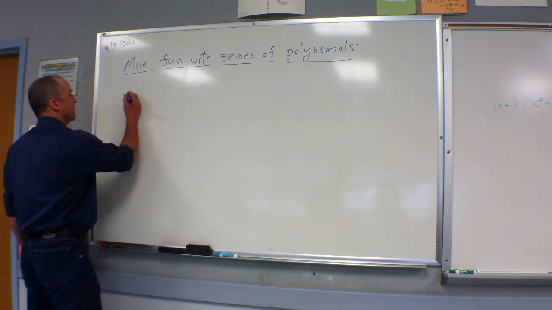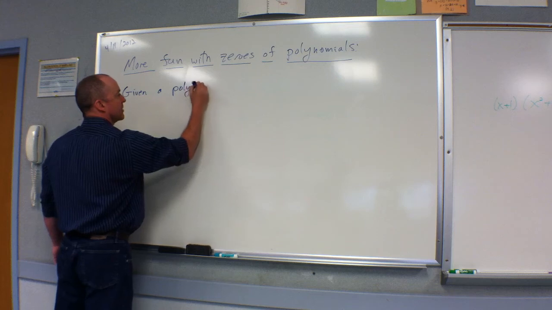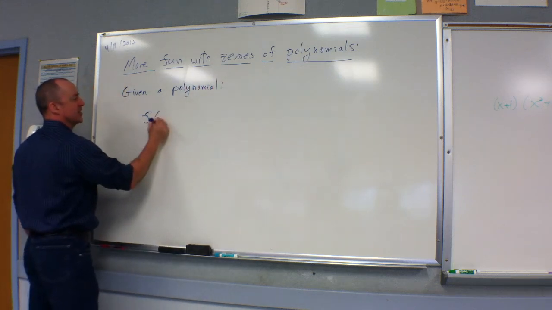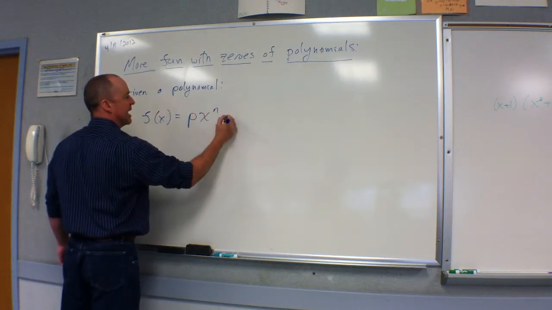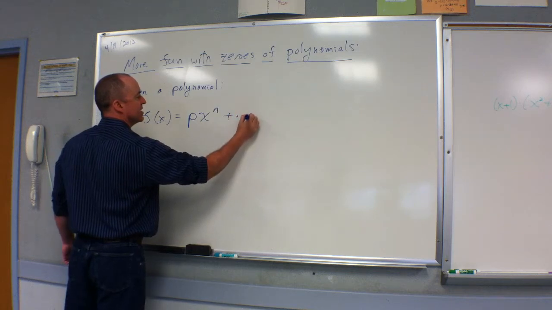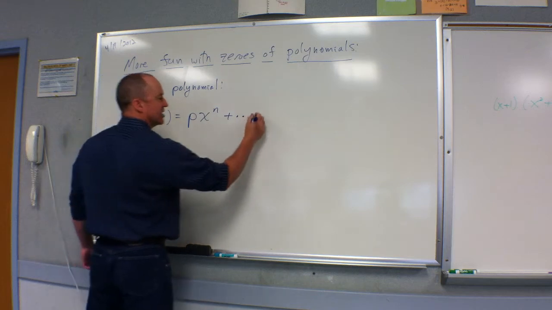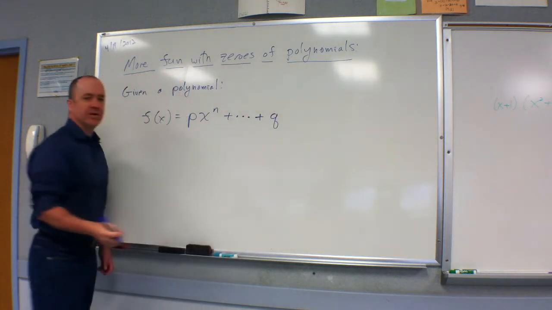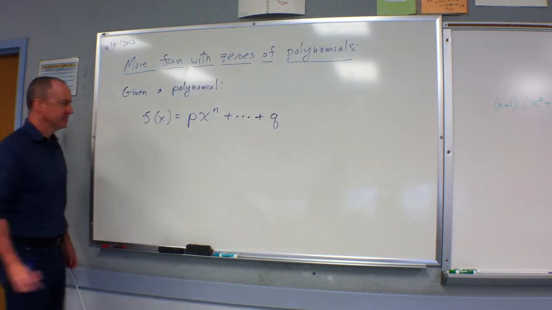But if you have a polynomial, if your polynomial looks like this, p x to some power plus x to the n minus 1, x to the n minus 2, etc., all the way down to a final number q, whatever that q may be. Never sure why math books picked p's and q's for this.